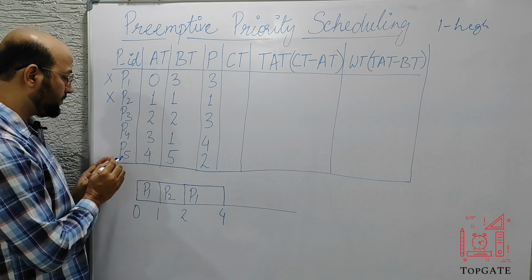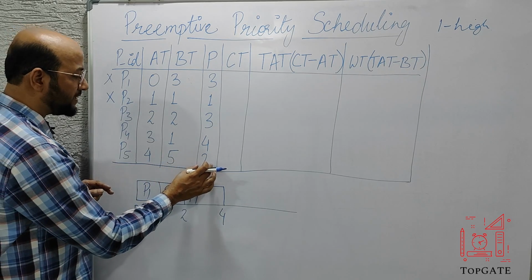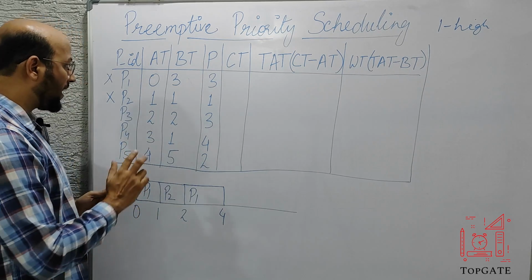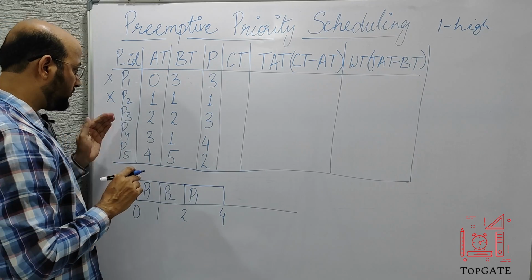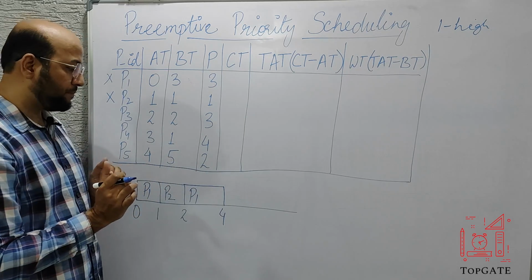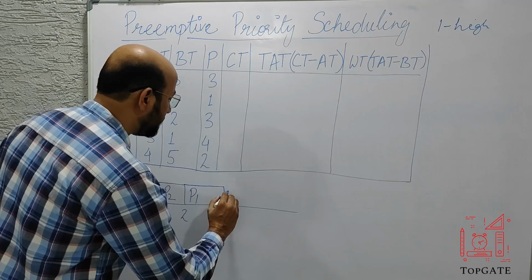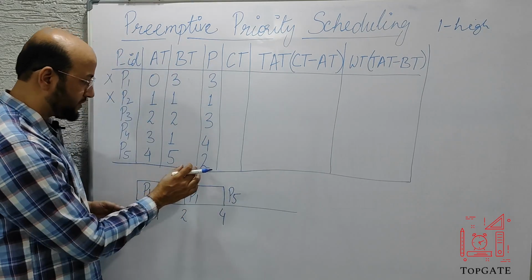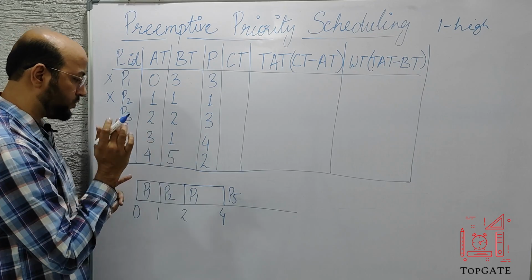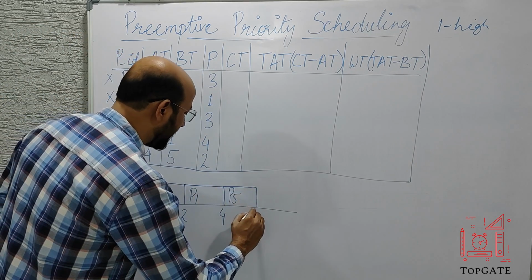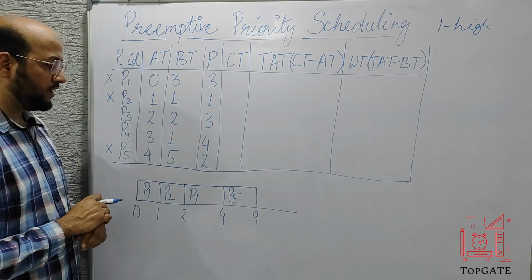At time 4, I can see that P5 has also arrived. P5's priority is 2. So currently in the RAM we have only 3 processes, P3, P4 and P5. Out of these, the highest priority is of P5. So obviously, since P5's priority is highest, P5 will take over the CPU now, and it will complete its whole 5 units. It will start at 4 and complete its work at 9. It will also terminate and go out of the RAM.